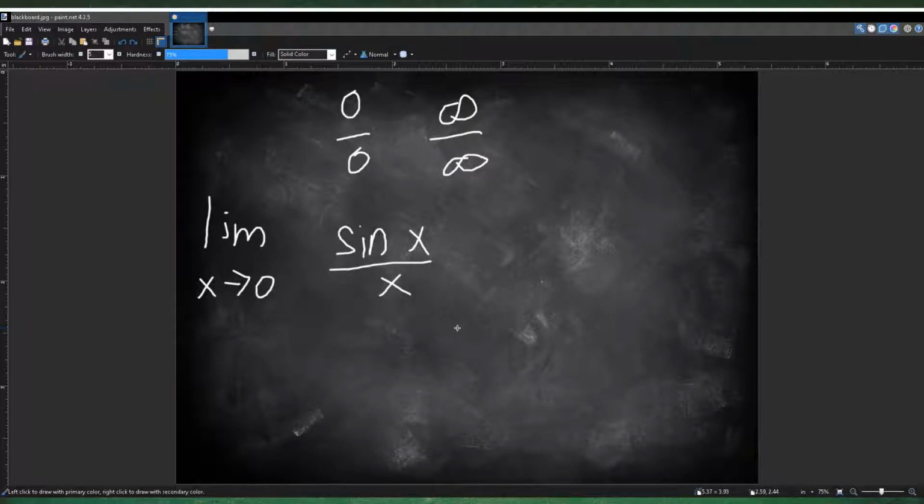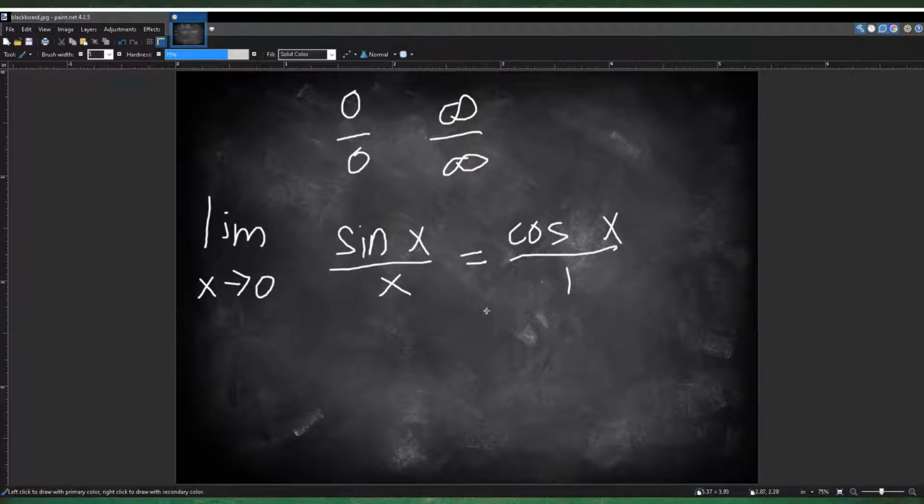Since that is an indeterminate, now we can use L'Hopital's rule. So with L'Hopital's rule, we take the derivative on the top. The derivative of sine of x is cosine of x. The derivative on the bottom is the derivative of x, which is just 1.